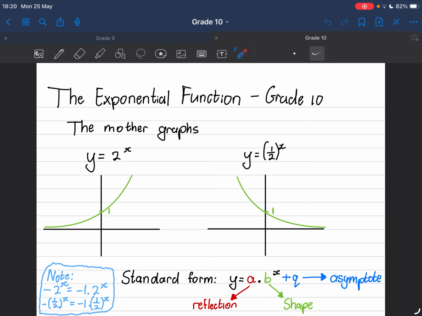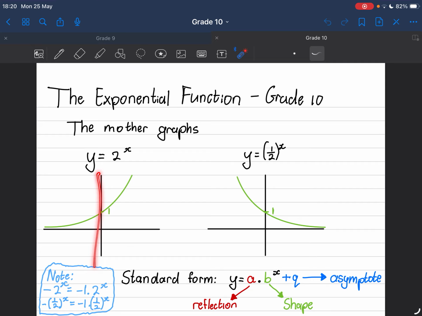Okay, in this video, we're going to talk about the exponential function for grade 10 mathematics. Let's start by defining our mother graphs as usual. For our exponential, we're considering it as two graphs, but it's not that serious. It's a simple concept, and we're going to talk about it and why there's two for now.